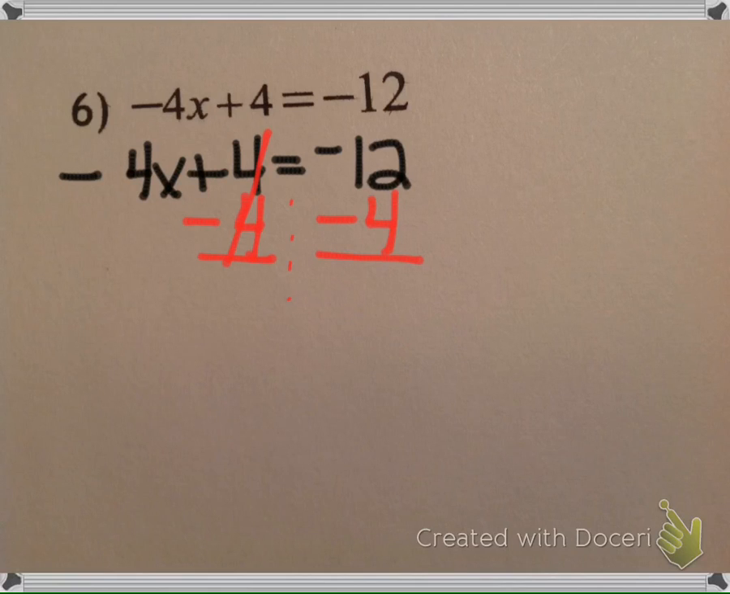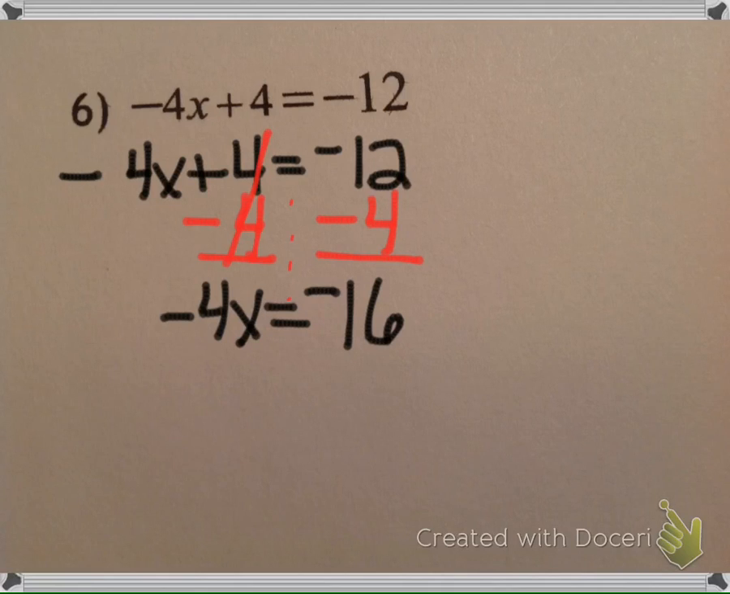Plus 4 minus 4 cancels out. I'm left with -4x on the left-hand side. And -12 minus 4, I have same signs, add. 12 plus 4 is 16, and it's a negative because 12 is the bigger number. Now I need to get rid of that -4. This is multiplication, -4x, so the inverse would be division. I'm going to divide by a -4.